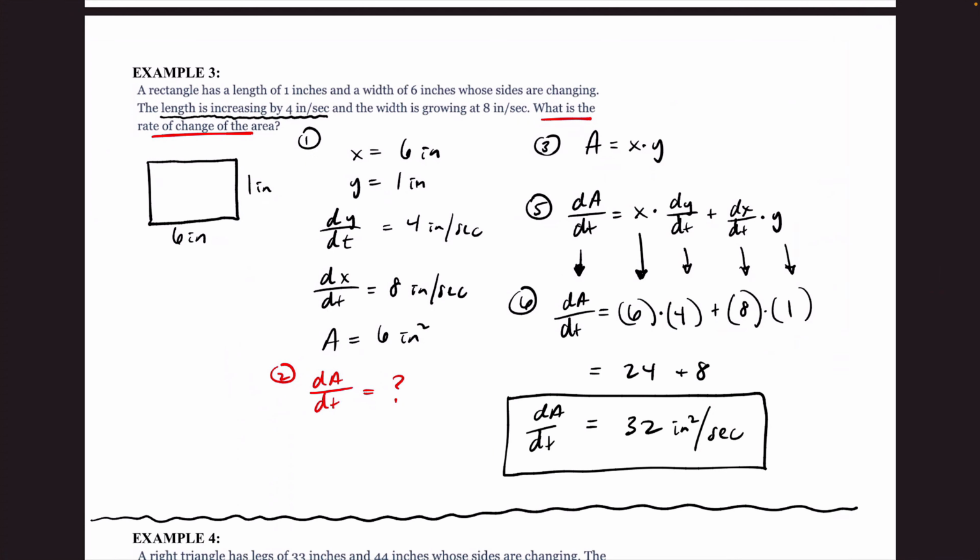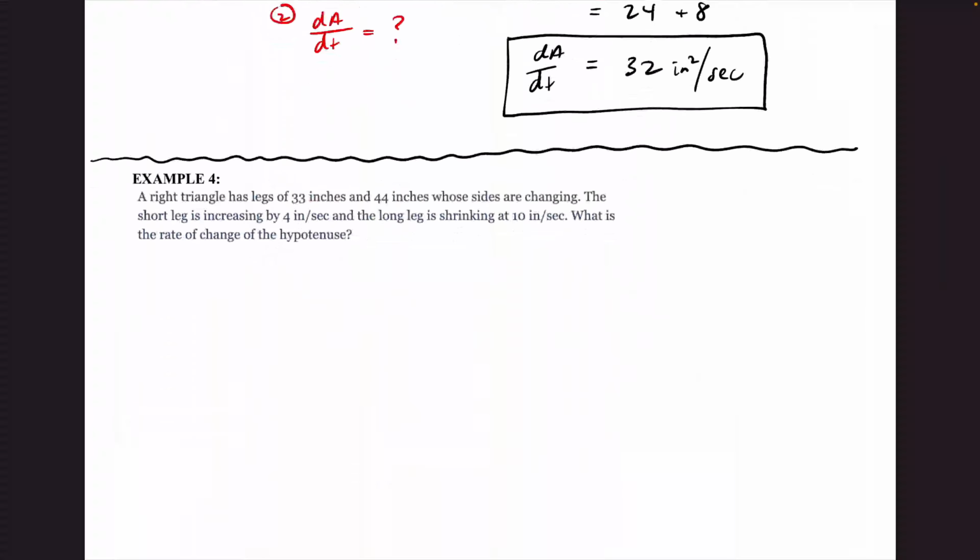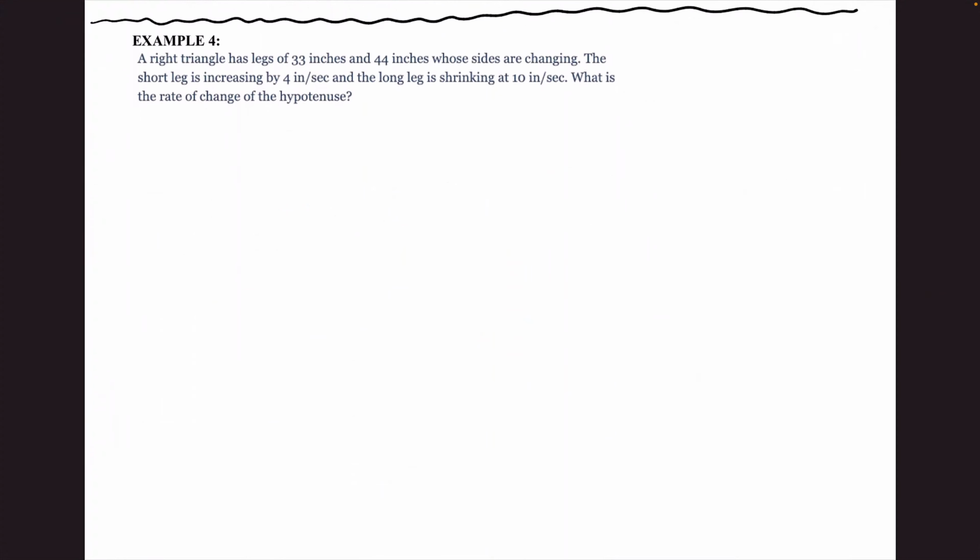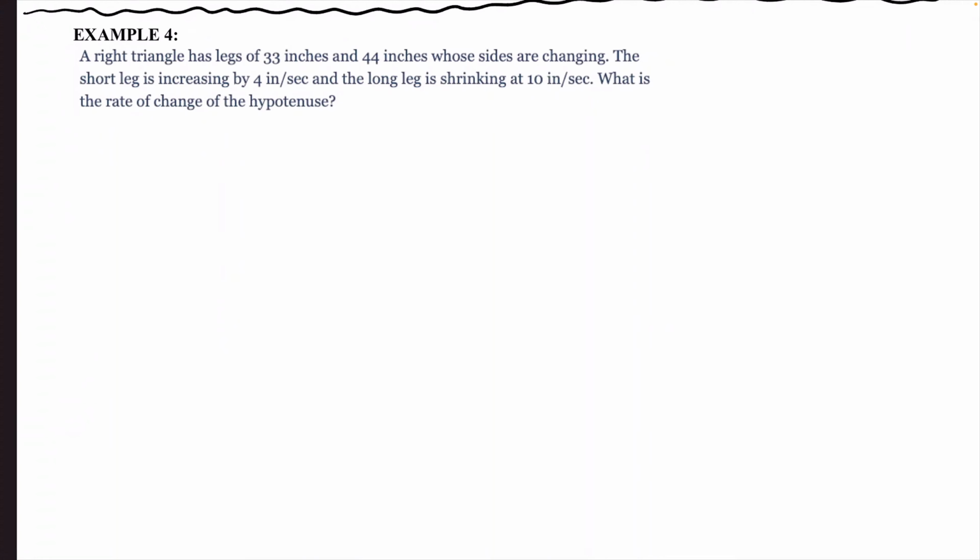All right, so now let's look at the next one. Same problem, just different shape. A right triangle has legs of 33 and 44 inches whose sides are changing. The short leg is increasing by 4 inches per second. The long leg is shrinking at 10 inches per second. What is the rate of change of the hypotenuse?